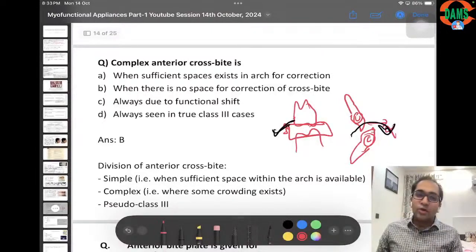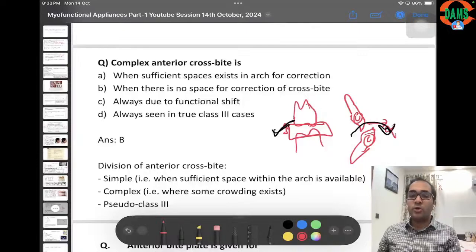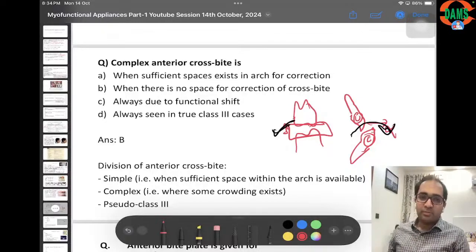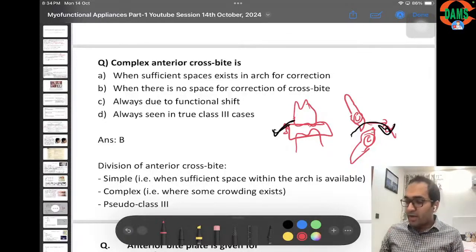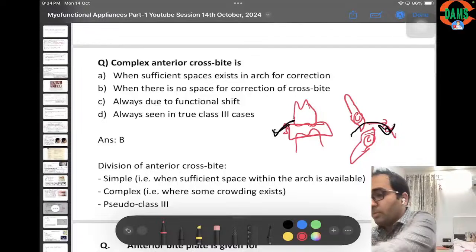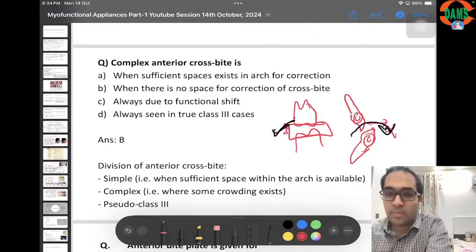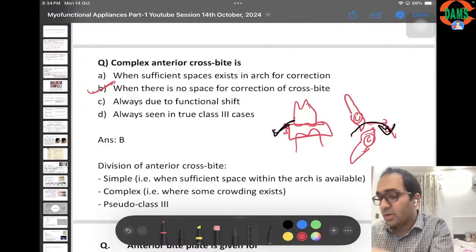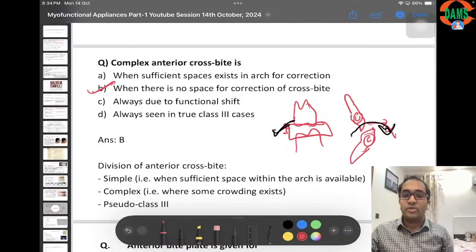Okay, so till now we have been talking about the cross bite. There is a classification of cross bite, which I have tried to give in the form of a question. So what is a complex cross bite? Anterior cross bite can be divided into three types: simple, complex and pseudo. Simple, when there is sufficient space within the arches available. Complex, when some crowding exists. Hence the answer: complex anterior cross bite is when there is no space for correction of cross bite, there is presence of crowding in the anterior teeth.